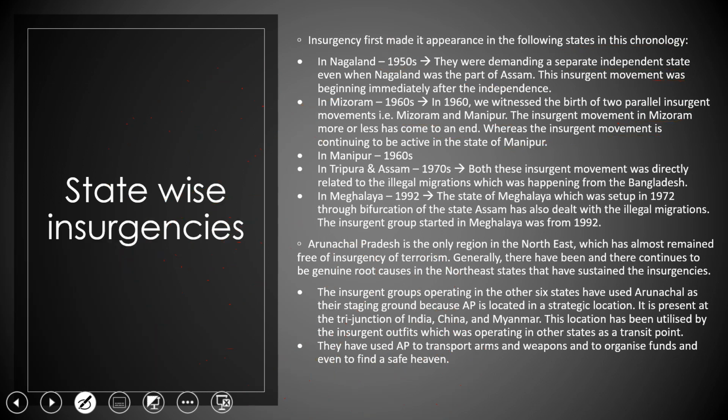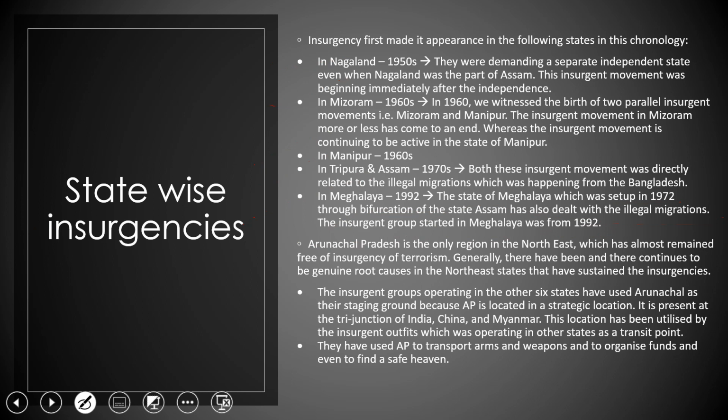Then in Meghalaya in 1992, the last one is Meghalaya. The state of Meghalaya, which was set up in 1972 through bifurcation of Assam, has dealt with illegal migration too. So the insurgent group in Meghalaya was formed in 1992. What were the insurgent groups? I will tell in a separate lecture. For all these states, I will have separate lectures. Okay, don't worry, right now I'm just giving an overview, an introduction for you.